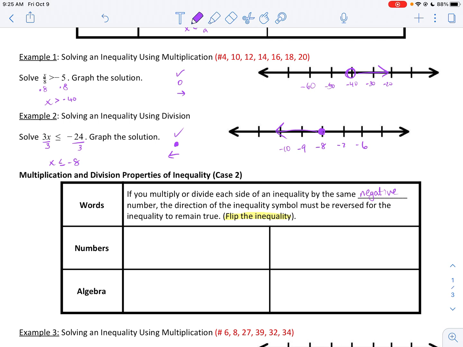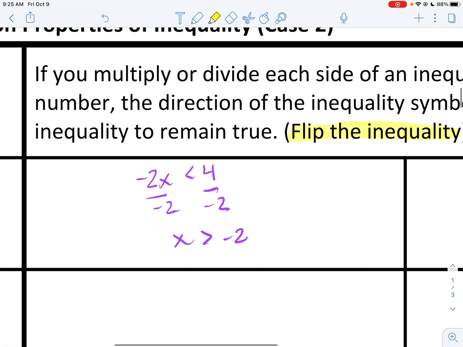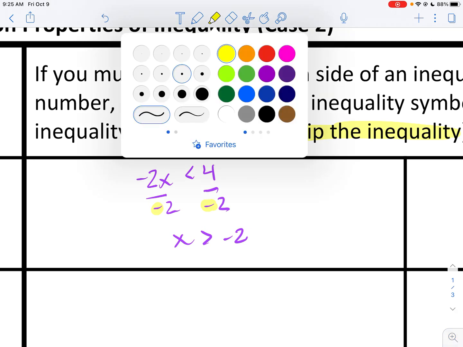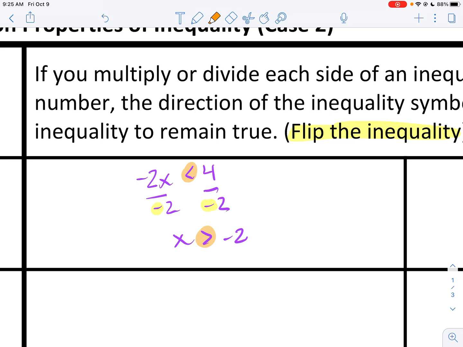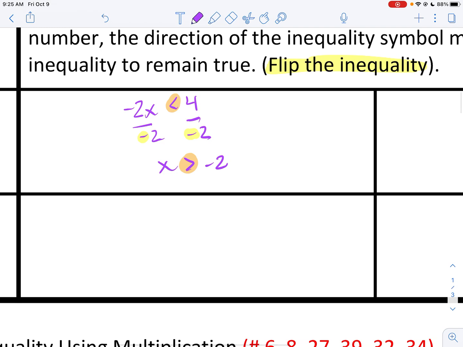What does that mean? For example, let's do 2 here. I have negative 2x is less than 4. I would have to divide by negative 2, you get x is greater than negative 2. Notice here how I divided by a negative number, so that means I have to flip my inequality. My inequality goes from less than to greater than. In algebraic terms, if I have negative ax is less than b, divide by negative a, you get x is greater than negative b over a.